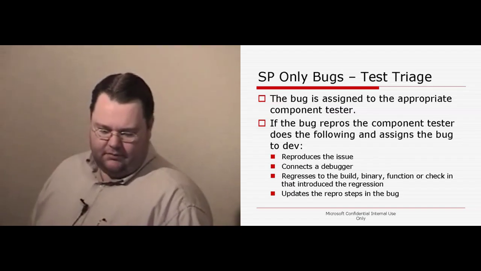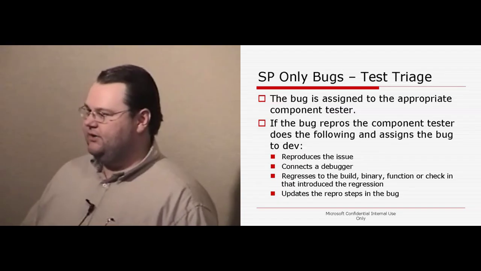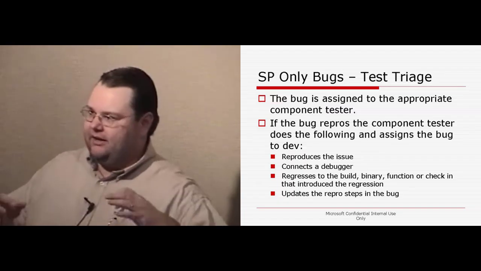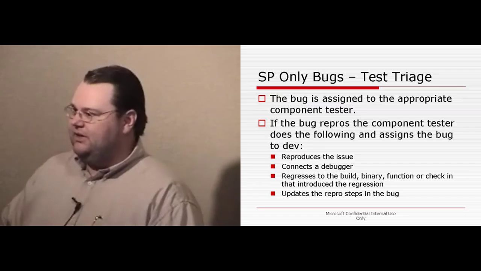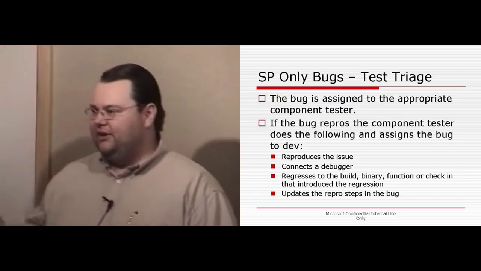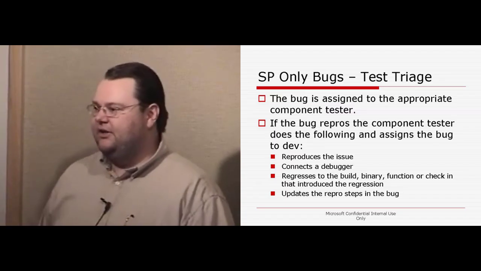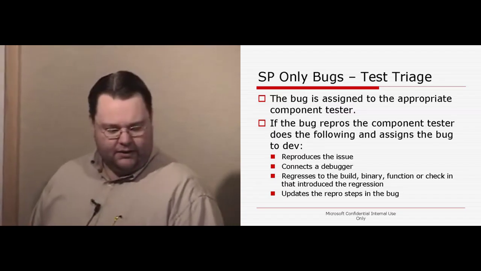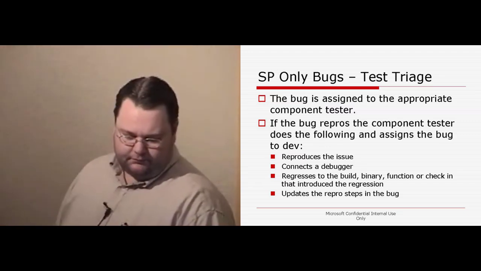Okay, so the test leads, or the component owners, the individual testers, will look at it. Say you own desktop apps inside of app compat. You'll look through this database every day, and if you see a bug that really looks like a desktop app compat bug that's just assigned to ACT test, go ahead and assign it to yourself and start working on it. Otherwise, the test lead or one of the other test leads will assign them out.